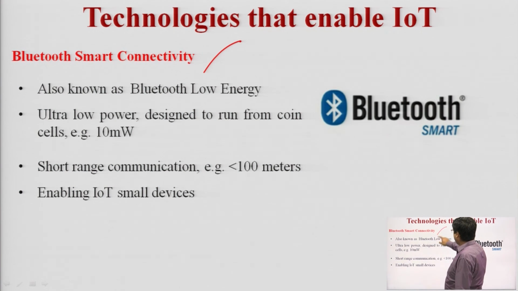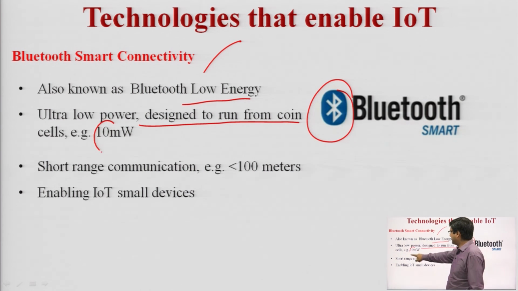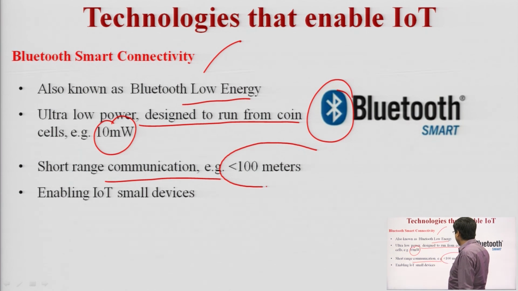Bluetooth smart connectivity, Bluetooth low energy. This is the symbol of Bluetooth. It can run from coin cells, with a 10 milliwatt power supply. It is for short range communication, less than 100 meters. These are small devices.